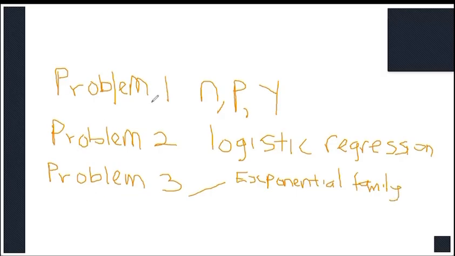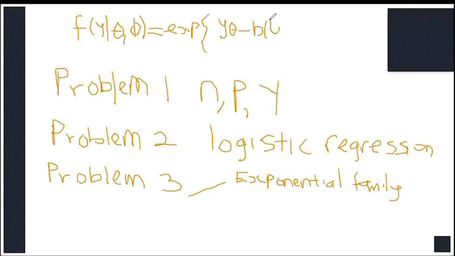If something follows an exponential family, you have a way to write it: f of y given theta and phi is equal to exp, in parentheses, y theta minus b of theta, all divided by a of phi, plus c, in parentheses, y comma phi.